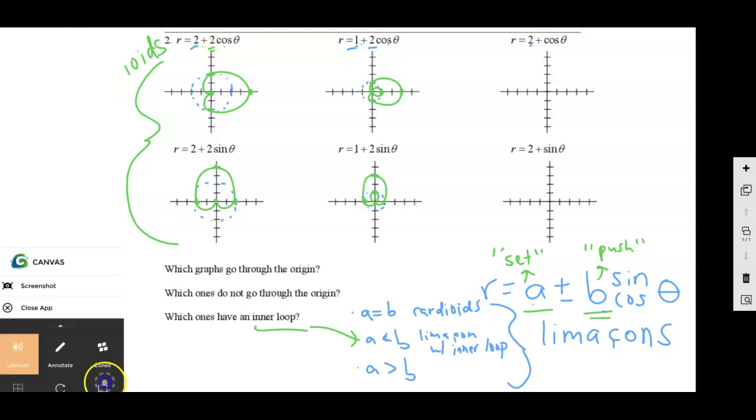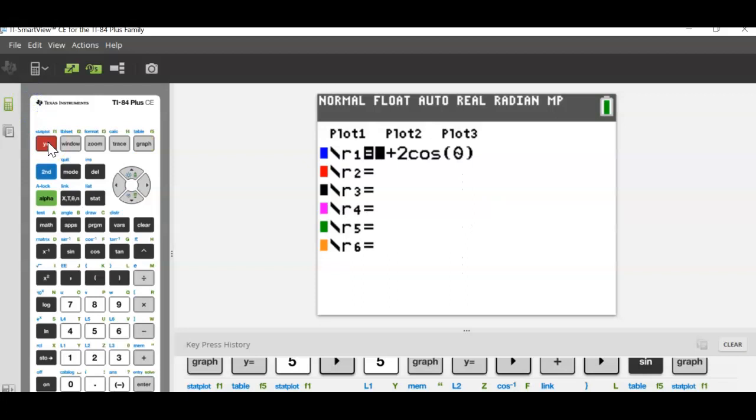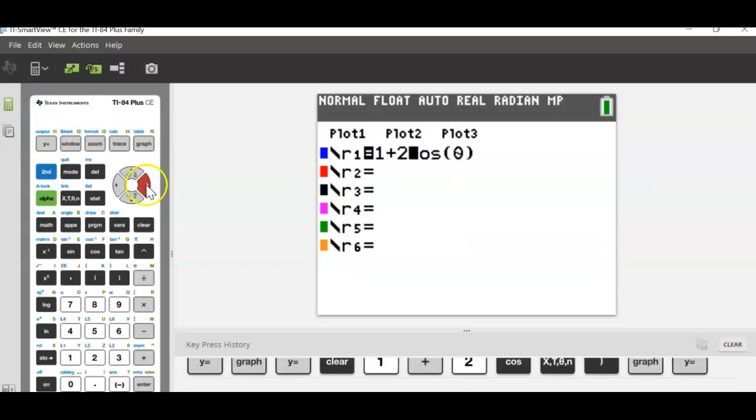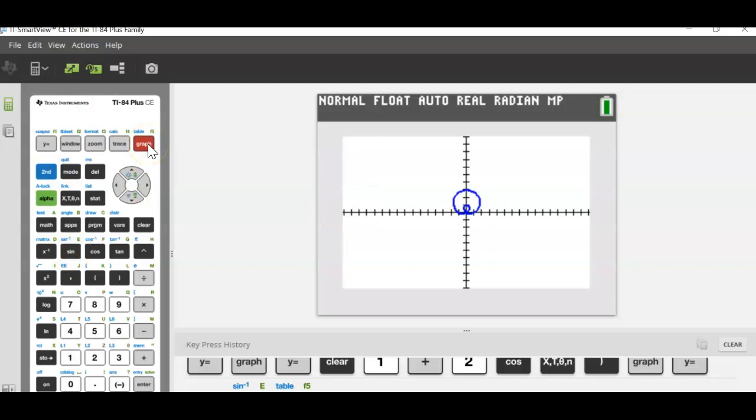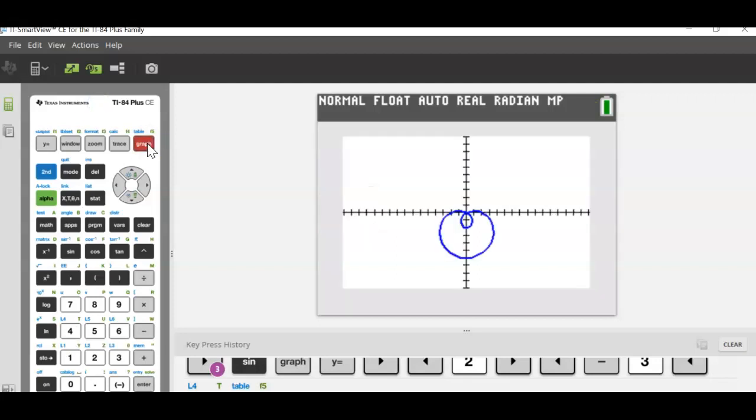Let's go tinker around with the graph just to look at a couple more. Right there we had the 1 plus 2 cosine. The next one that we did was 1 plus 2 sine. And so let's go look: I set it out 1, pushed upwards 2 units, and had that little inner loop. We could also do something like 2 minus 4 sine. Now, if it's a minus sign, it's going to mostly be on that negative y-axis. I'm going to set it out 2, push downwards on it 4. But since I set it out 2 and push downwards 4, I'm going to push it past and through the pole. So it'll create that inner loop.